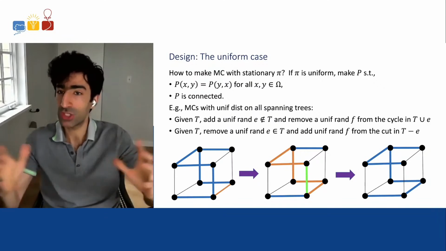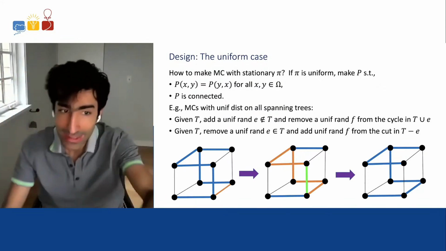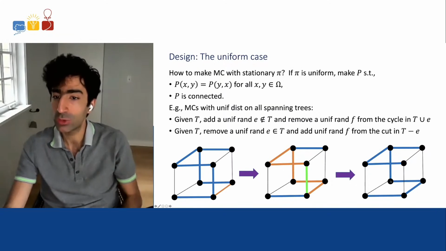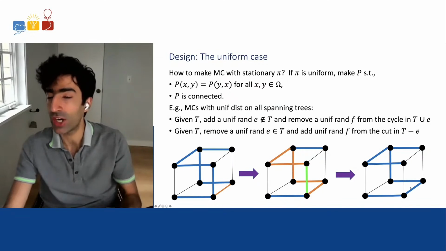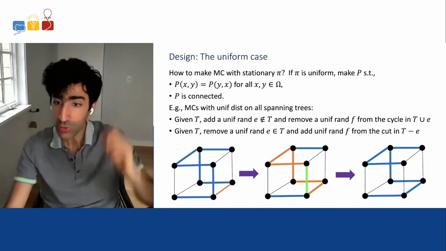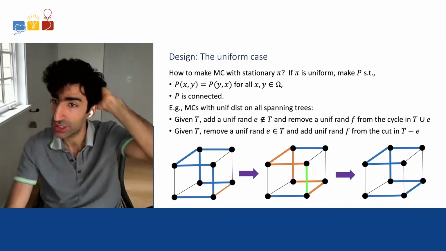So this is a Markov chain, and something you can check for yourself is that the probability that you go from this left tree to the right tree is the same as the probability to go from the right tree to the left tree. Because to go from the right tree to the left tree, you have to add the green edge and remove the orange edge, and that has exactly the same probability. So this immediately says that this Markov chain has a uniform distribution over spanning trees.